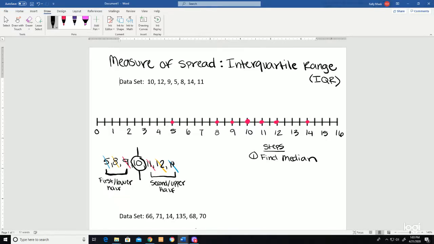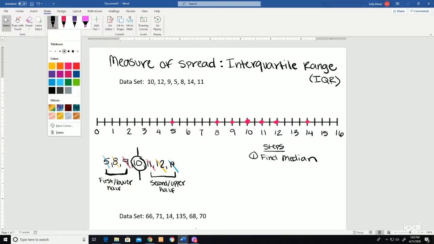Okay, so it splits our data into 2 halves. Now to find the interquartile range, we actually now have to find the median of this first section here, and then we're going to find the median of the second section here. We need to know those numbers. So just like before, I'm going to look at these 3 numbers and I'm going to find the median.